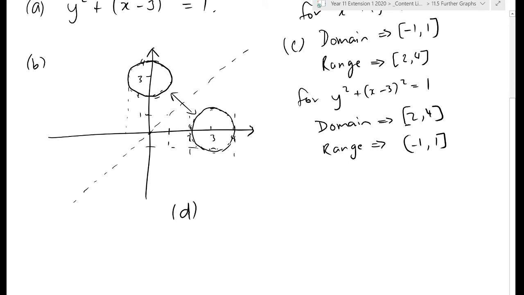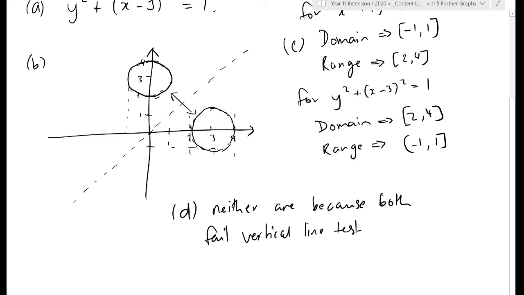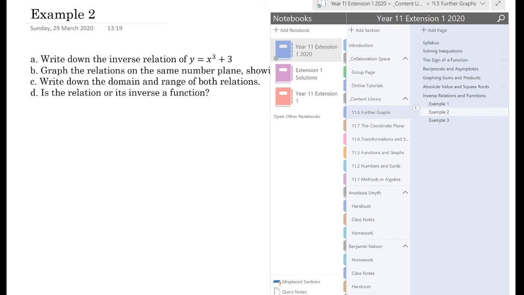So the last part, D: is the relation or its inverse a function? Neither are, because they both fail the vertical line test. They're both circles, so they both fail the vertical and the horizontal line test. So they're both many-to-many relationships. Anyway, that's that part. So let's have a look at example 2.